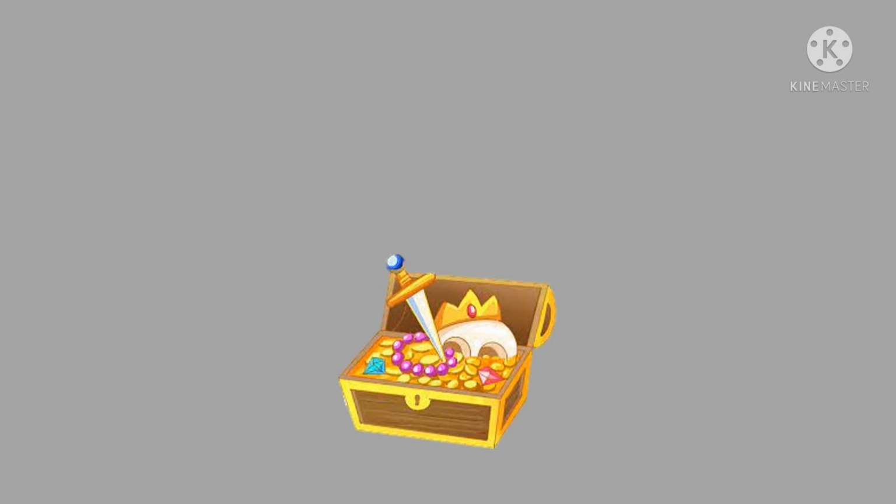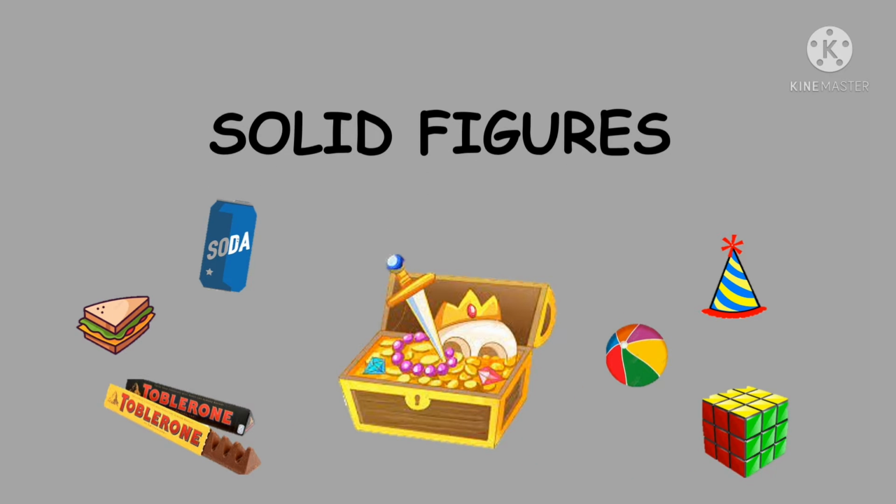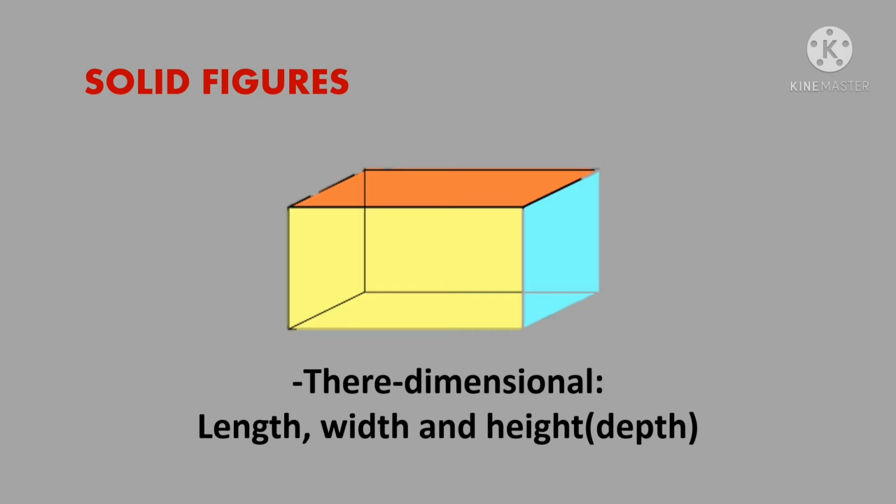Let's go and have a treasure hunt. Let's find out what's inside this treasure. We have here a sandwich, a ball, a can of soda, a party hat, a bar of chocolate, and a Rubik's Cube. These are examples of solid figures. Solid figures have three dimensions. It has length, width, and height.